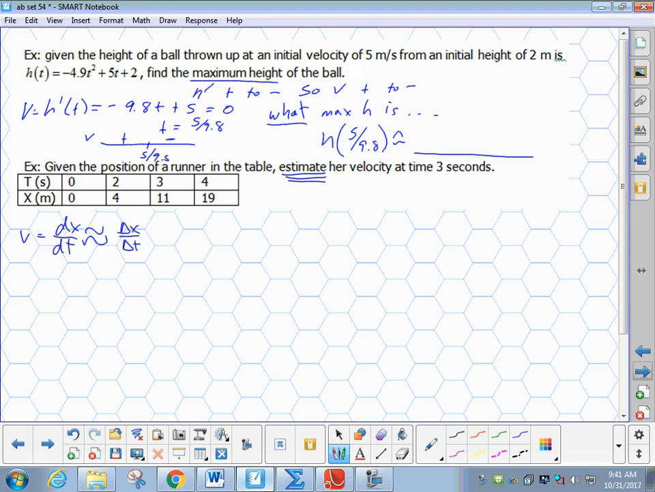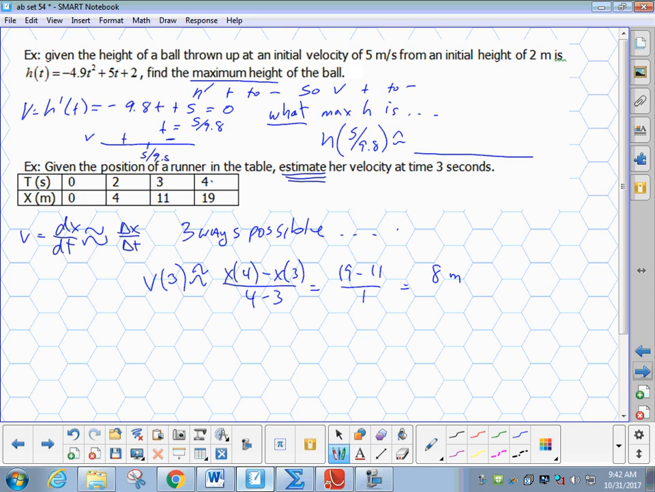Now you could actually do this 3 ways. You could say v of 3 is approximately equal to the average change in position from time 4 to time 3. The position of that young lady changed 8 meters in that 1 second of time. And so a good estimate would be that she's traveling 8 meters per second at time 3. You follow?